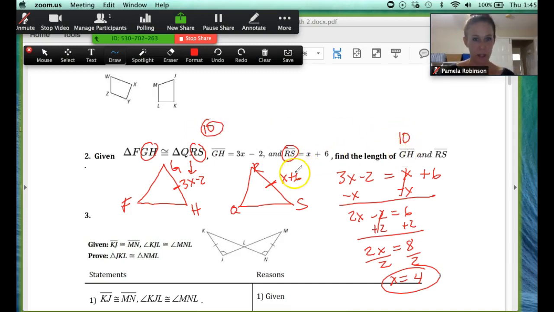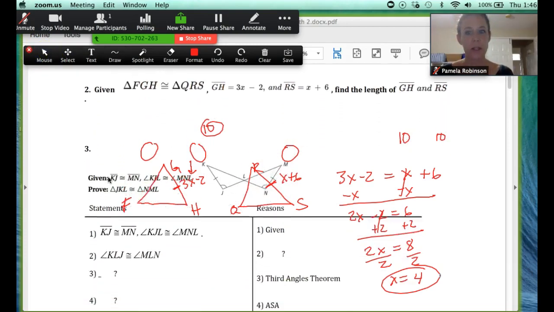Now let's look at RS. I don't even have to plug it in because they're congruent, so this should be 10. But double check it to make sure you did it right. Plug in 4: 4 plus 6 is 10. They're both 10. Woohoo, we did it. That's how you can check your work on that one.